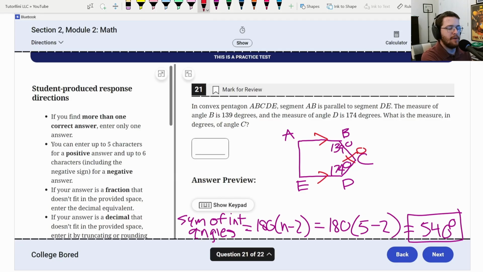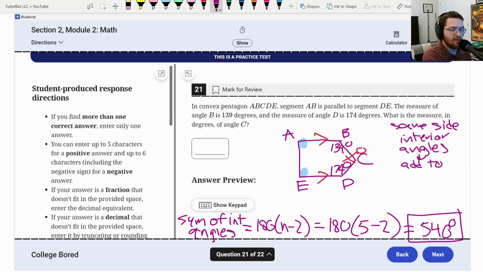So maybe there's another way to do it, but what I basically did was, guys, I noticed that these two angles are what's called same side or consecutive interior angles in parallel lines. And that means they add up to 180 degrees. So we don't know what the blue angles are, but we know they add up to 180 degrees because they're same side interiors.